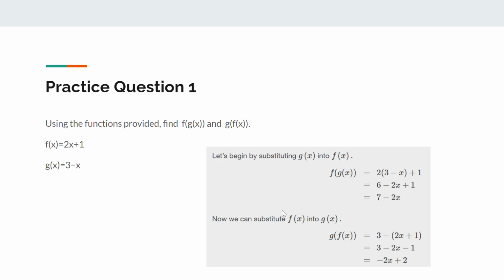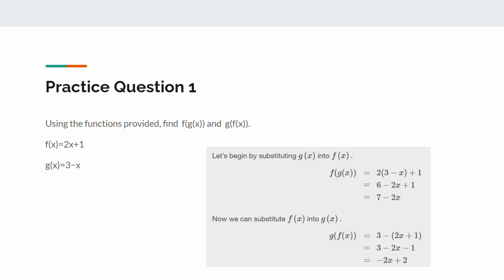Now we can substitute f of x into g of x. So g of f of x is going to be equal to 3 minus the whole thing, 2x plus 1. So it's going to be 3 minus 2x minus 1, which gives us negative 2x plus 2.